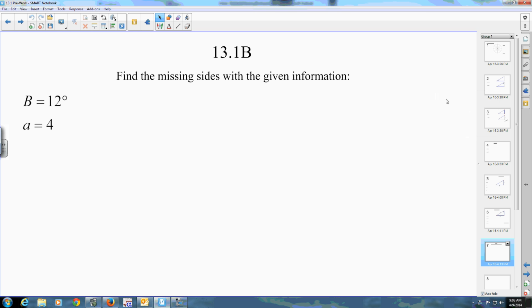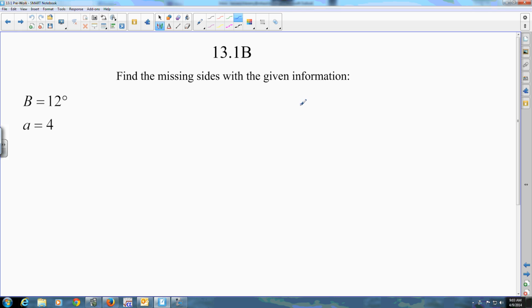Hello everyone, this is for the next part of section 13.1 for Algebra 2. What you guys are needing to find are the missing parts of a right triangle. So, pardon my poor drawing of right triangles. I apologize. It's supposed to be a right angle.